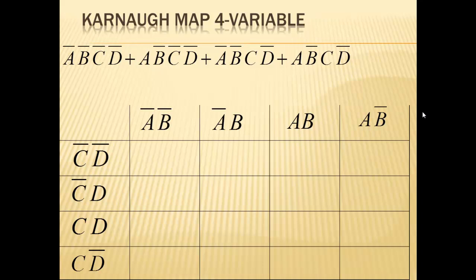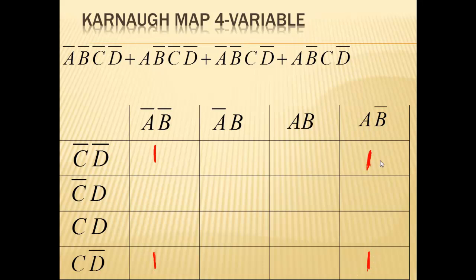Okay, let's do another one. So we've got A naught, B naught, C naught, D naught, which is right here. We've got A, B naught, C naught, D. We've got A, B, C, D naught. And you've got A, B naught, C, D naught, which is right here. Wow, it doesn't look like we can do anything, really.